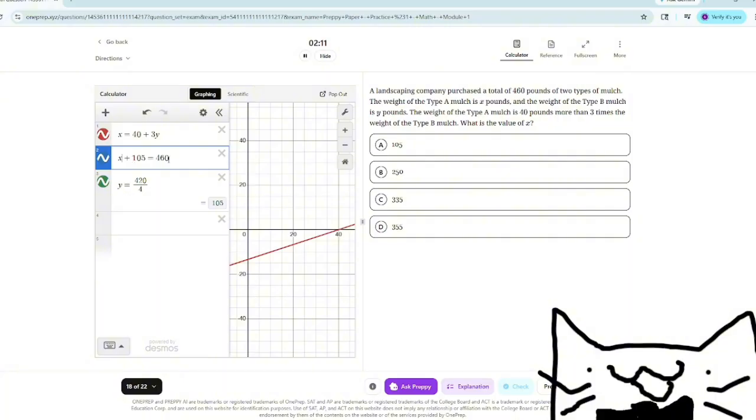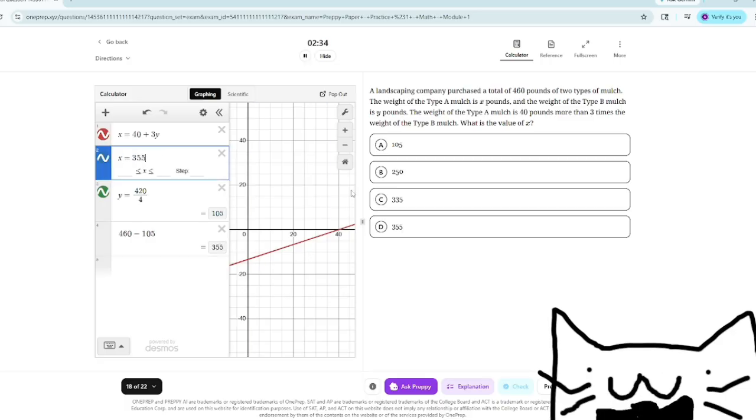we can either just try to find what adds to 460, or we can do algebra. So subtract 105 from 460, which is 355. So x equals 355, which is D. Boom. All right, 3 more questions left.